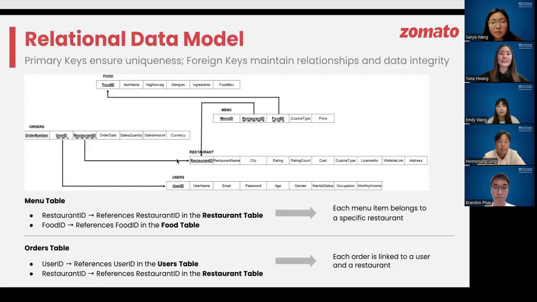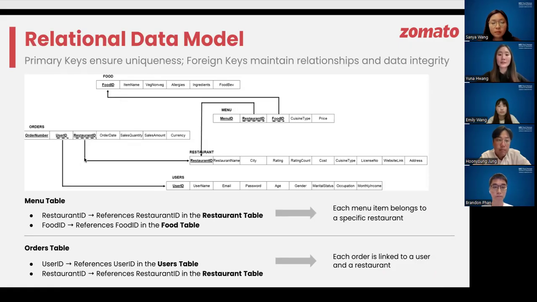I will briefly discuss the relational data model for Zomato. In relational databases, primary keys uniquely identify records, while foreign keys connect tables, maintaining data integrity and clear relationships. For example, in our menu table, restaurant ID references the corresponding ID in the restaurant table, and food ID references the food table, ensuring each menu item is linked to a specific restaurant and food item.